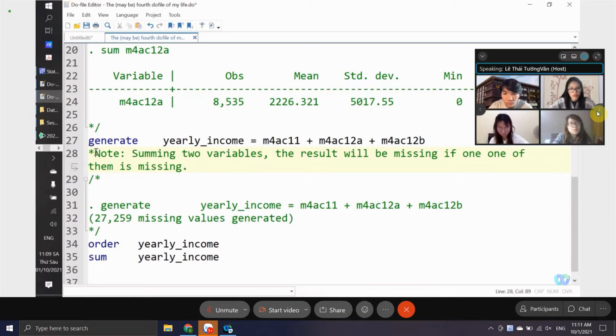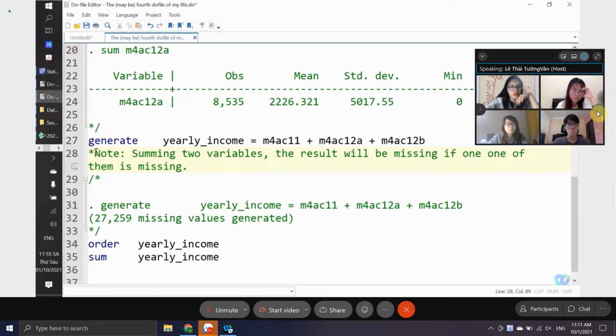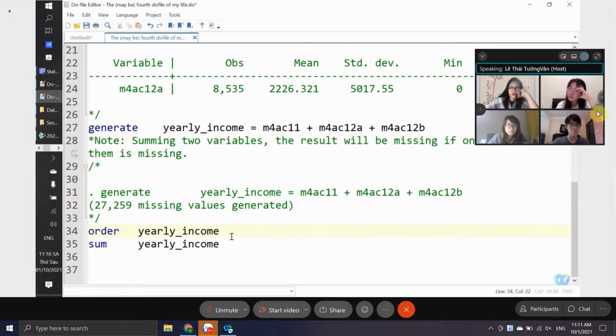Now, to avoid this, the VHLSS has changed the missing value. So, for example, when people ask a respondent, what is your bonus? And if the respondent says, no, I don't have any bonus, there are two ways that the surveyors may record the data. One is that they leave it blank. When they leave it blank, that means missing. And if you sum main income with bonus, and bonus is missing, the total income will be missing. So you have to be very careful.